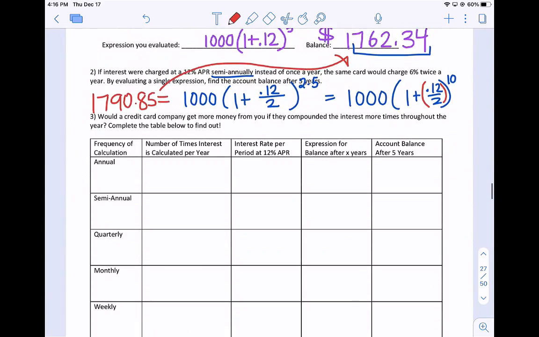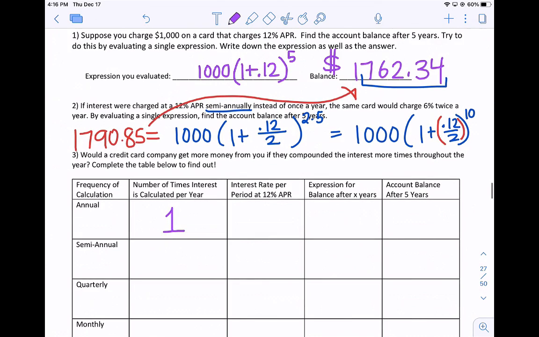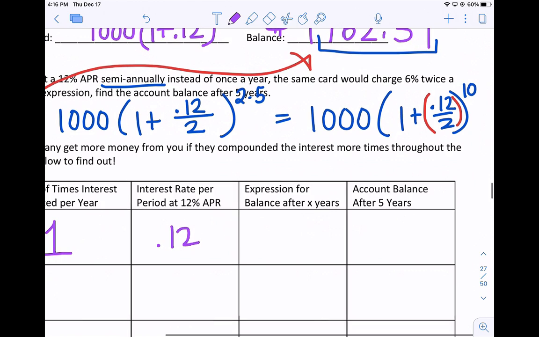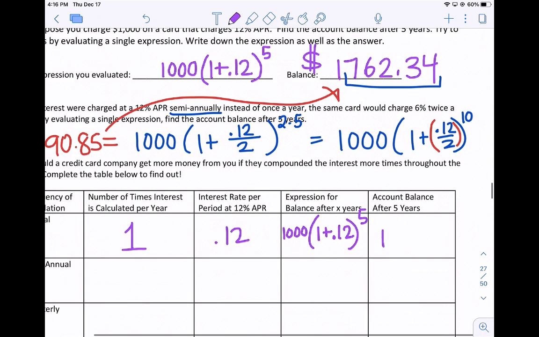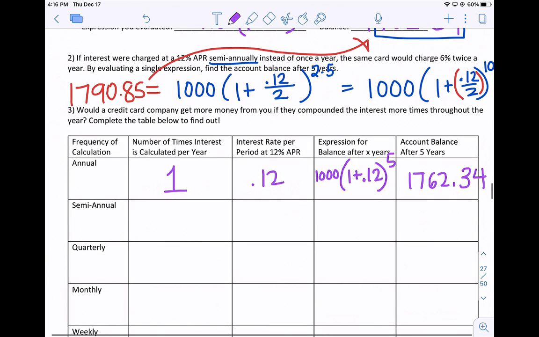I'm just going to rewrite this. So if it's annually, it's one time a year at 12% per year. So again, this is 12% per year. And then here was the expression. It was $1,000 we started with. It was increasing at 12% a year for 5 years, and we owed $1,762.34.